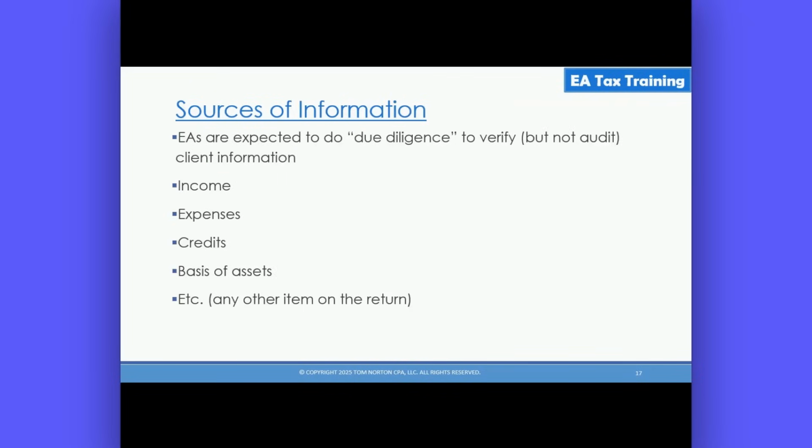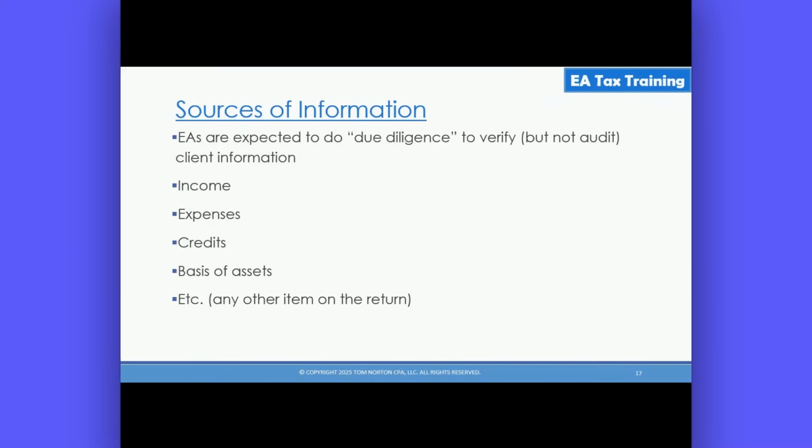Okay, so now let's talk about the sources of information and what your responsibilities are. You are expected to do what's called due diligence for the information that you get from a client, but you are not an auditor. You do not work for the IRS. You are not going to ask your client to prove everything that they tell you or to prove every single number on the tax return. You're going to look at the various items, and you are just going to apply what I'm going to call a reasonableness standard. What would a reasonable, well-informed tax preparer do with this information?